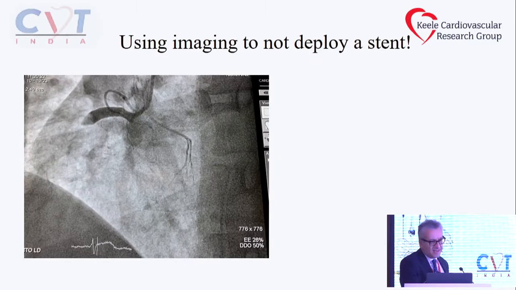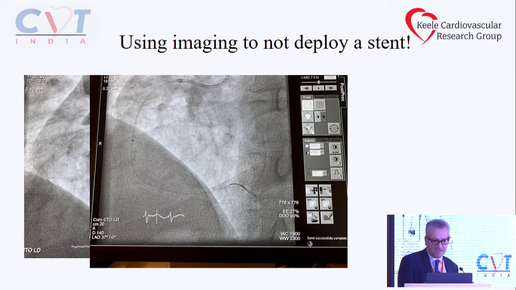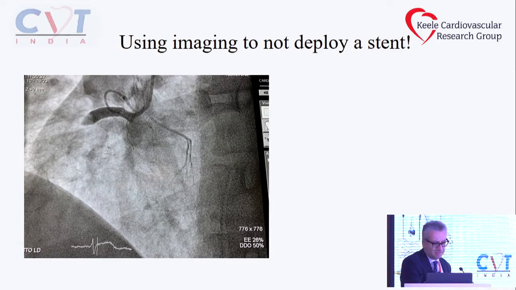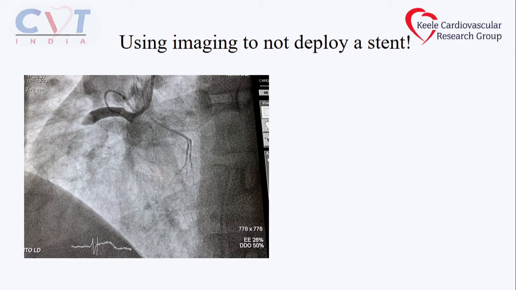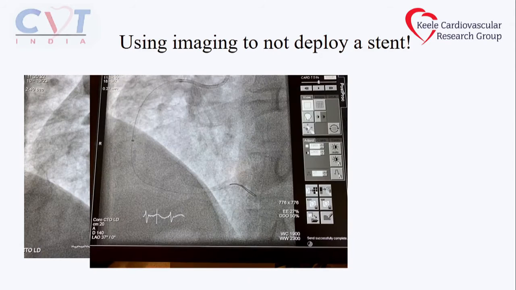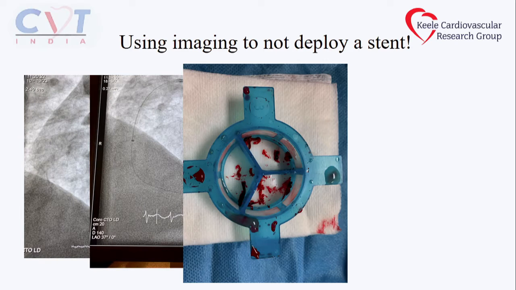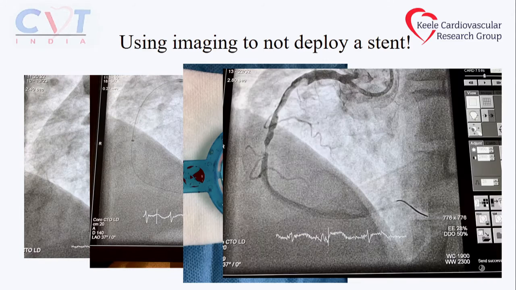So the next couple of cases are really trying to say to you, use imaging not to deploy a stent. This is a case of a patient with an inferior STEMI who came in his 70s, smoker, whole lot of risk factors. This was his angiographic appearance. I undertook thrombectomy in the case. Lots of clot came out. And this is what I'm left with. So I ballooned the lesion there, and not much change really.